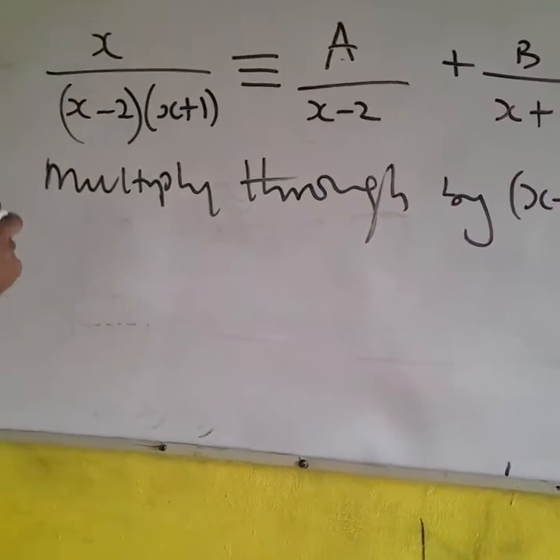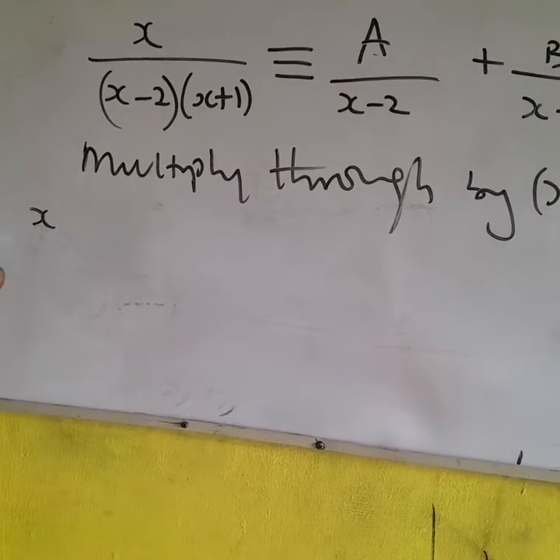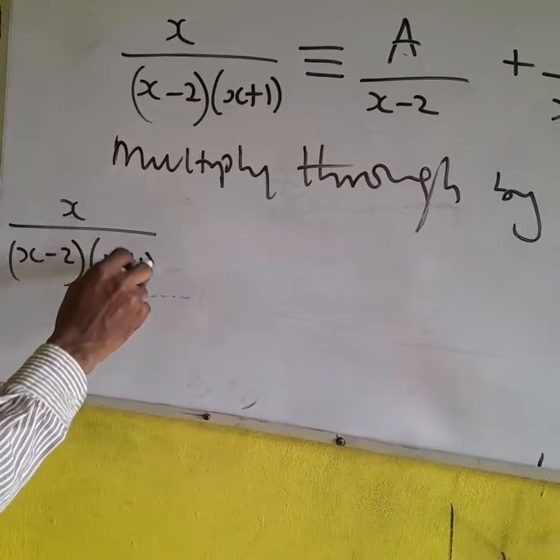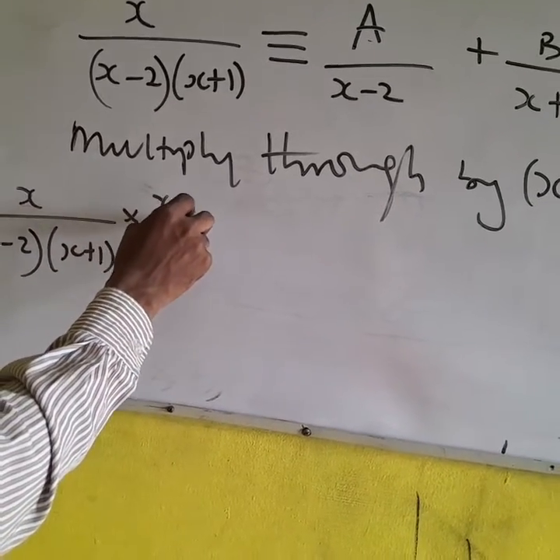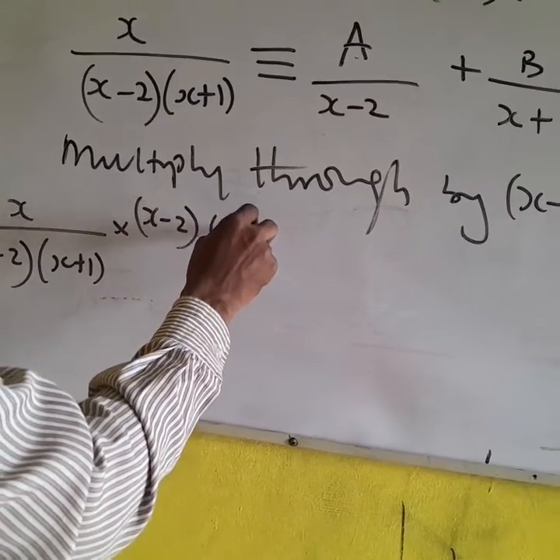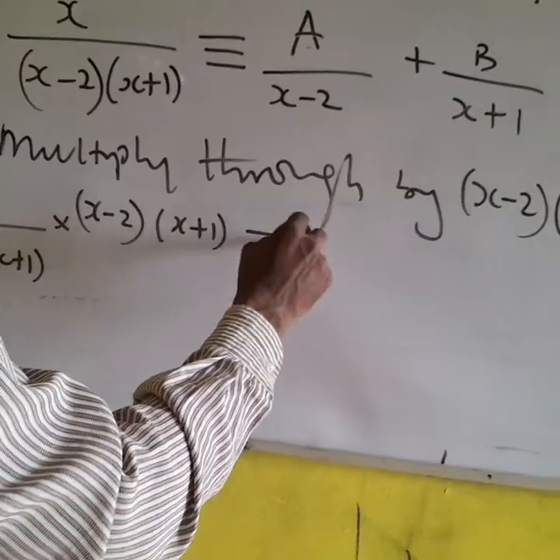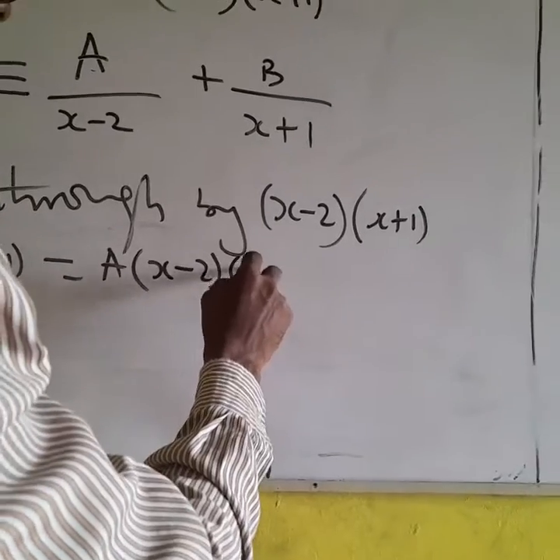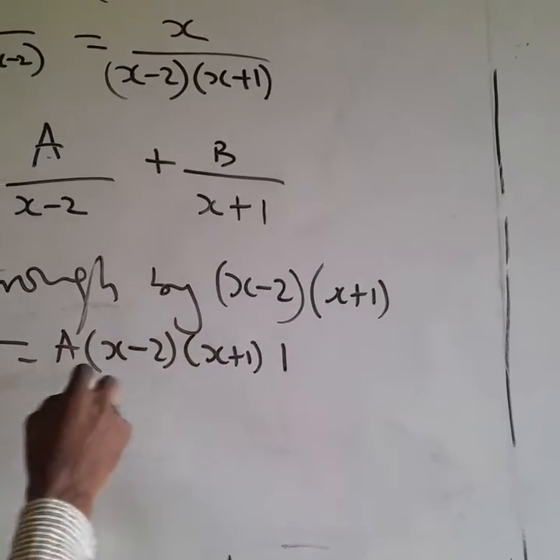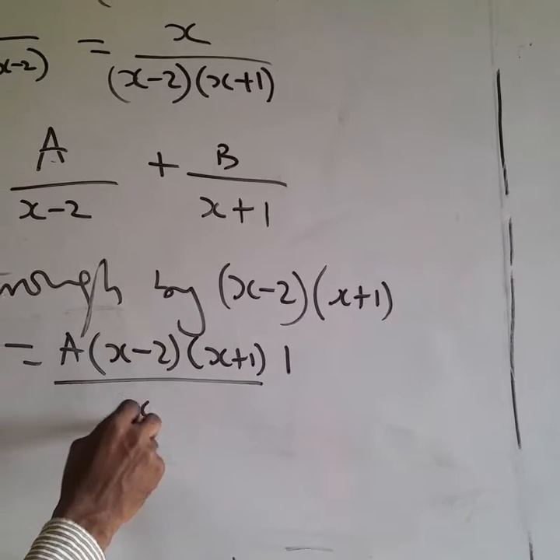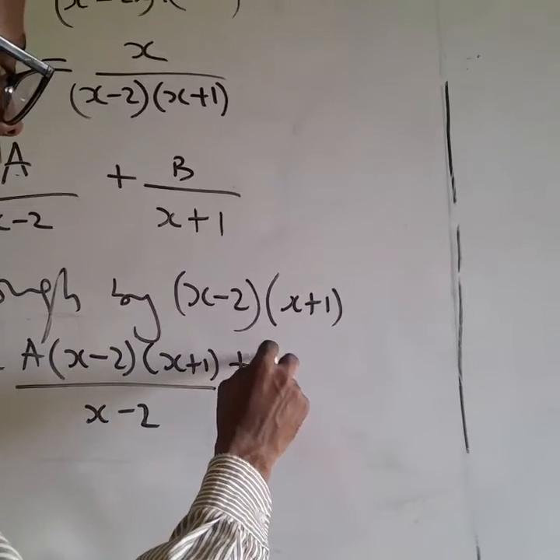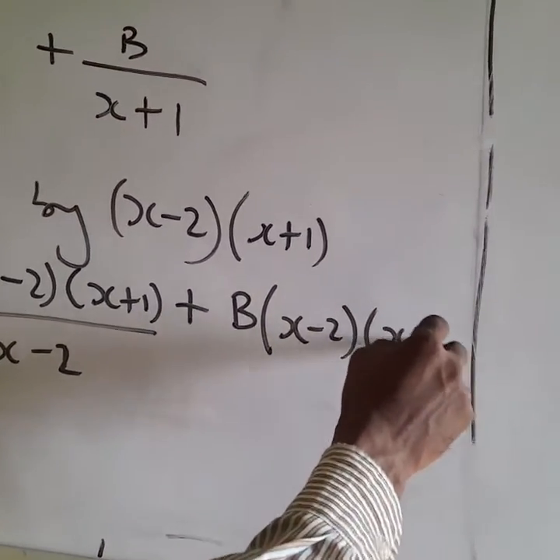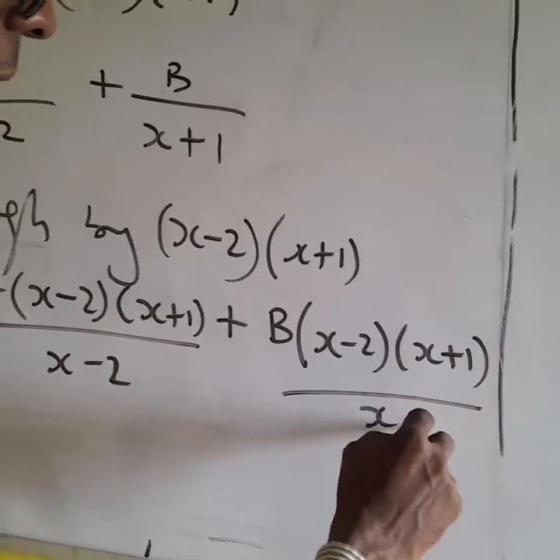Okay, so if you multiply through, you have x divided by x minus 2, x plus 1 times x minus 2 into x plus 1 equal to a into x minus 2, x plus 1 all divided by x minus 2, plus b into x minus 2 into x plus 1 all divided by x plus 1.